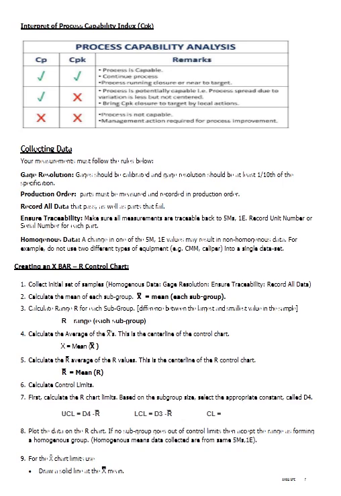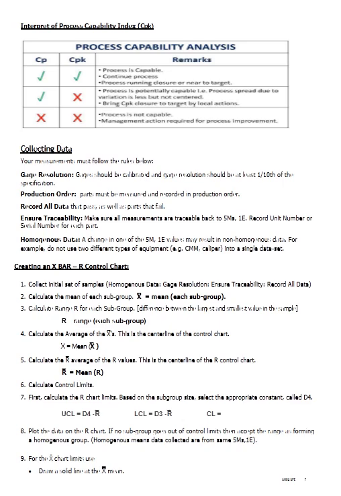Creating a control chart. Collect an initial set of samples. Ensure homogeneous data, gauge resolution and traceability for all data. Calculate the mean of each subgroup. Calculate the range for each subgroup. Calculate the average of the X bar. Calculate the R bar, the average of the R values. Calculate control limits.